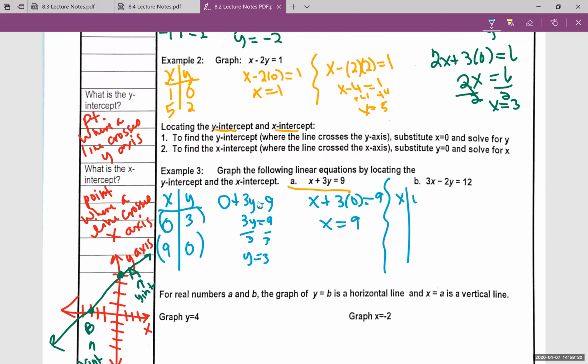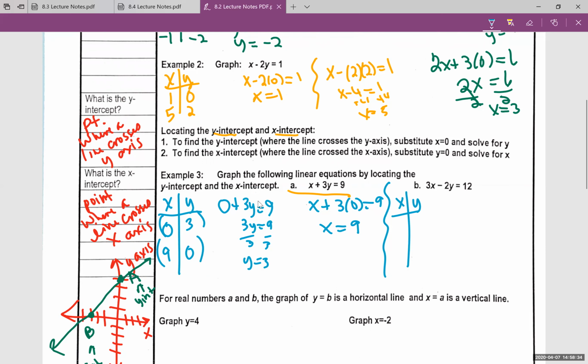And this time, it is again finding the x and y intercept. So we have to put a 0 in for x first. So 3x minus 2y equals 12. So negative 2y equals 12. Divide by negative 2. Y equals negative 6. So when x is 0, y is negative 6.